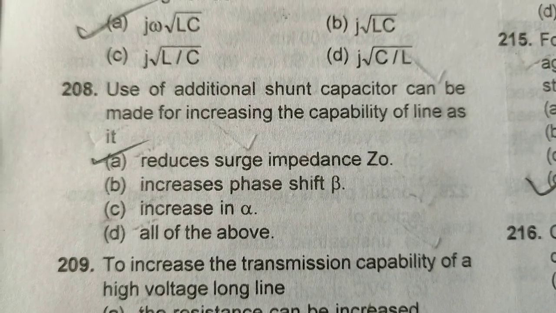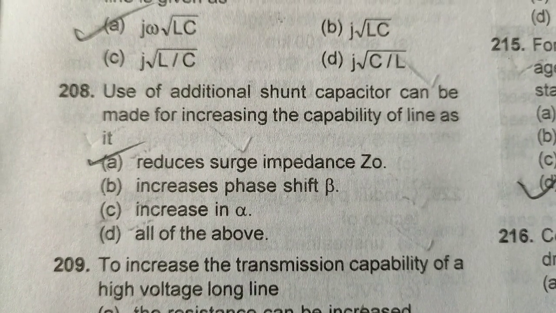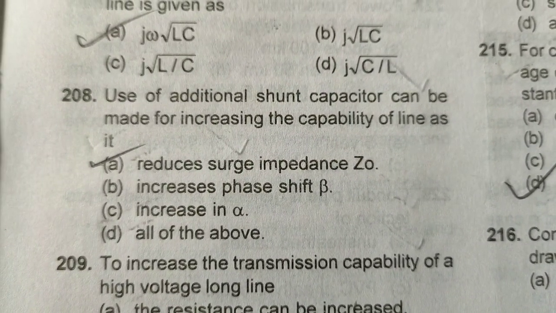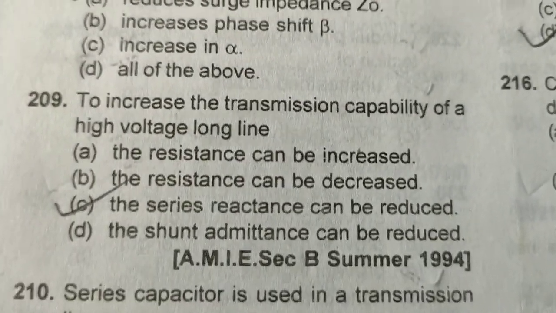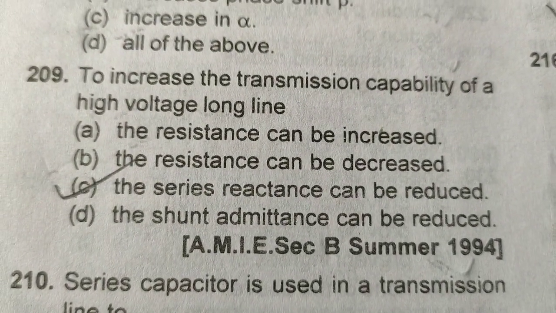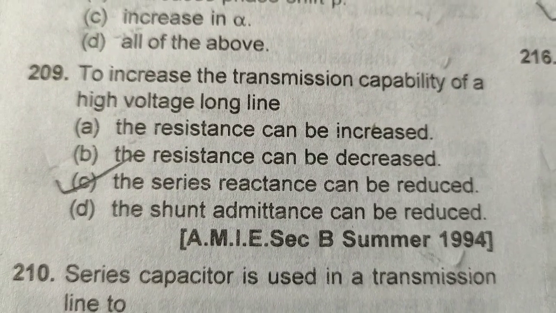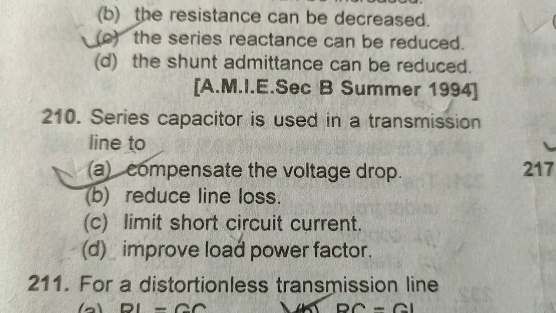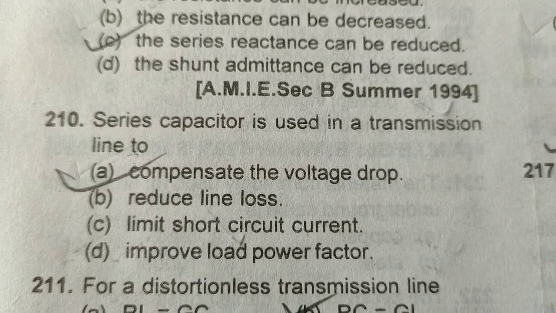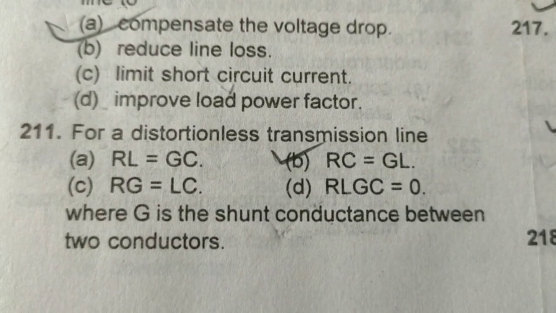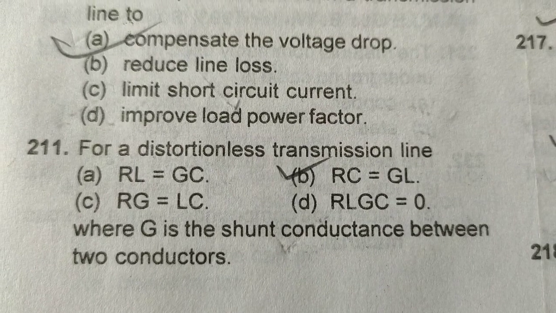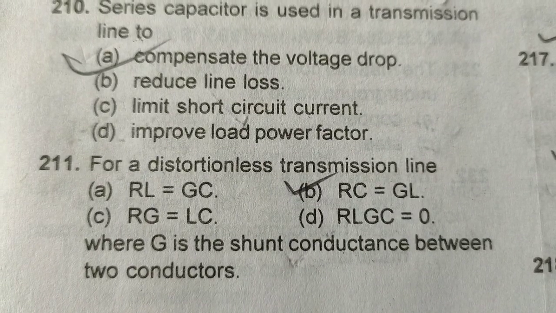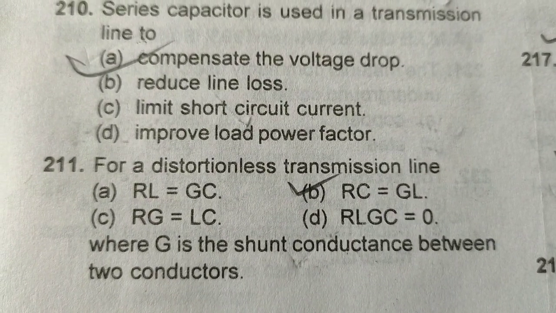Use of additional shunt capacitor can be made for increasing the capability of the line, as it reduces the surge impedance Z0. To increase the transmission capacity of a high voltage long line, the series reactance can be reduced. Series capacitors are used in a transmission line to compensate the voltage drop. For a distortionless transmission line, RC equals GL, where G is the shunt conductance between two conductors.